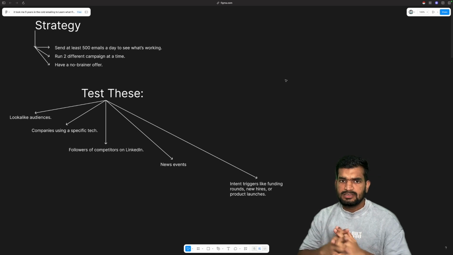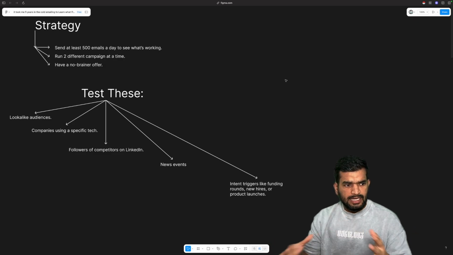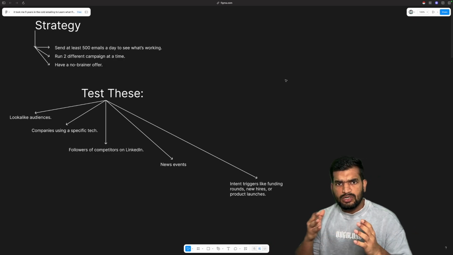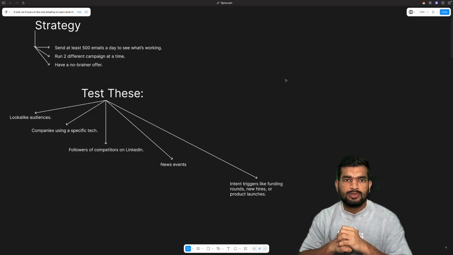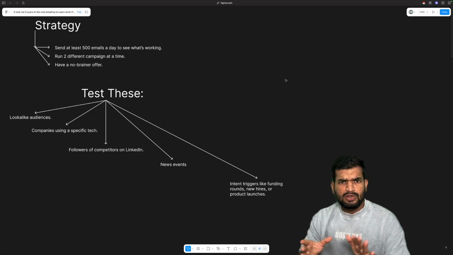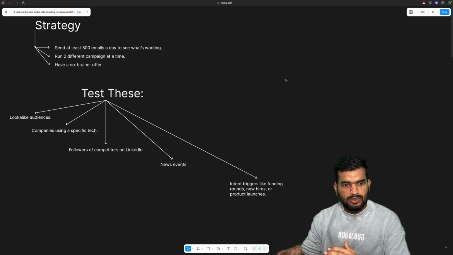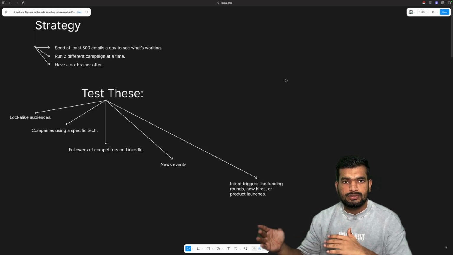I think strategy is obviously the backbone of your entire outreach. Without it, you just don't really know where you are going, and when you don't know where you want to go, I don't know how you would even start. So with strategy, we're going to keep it very simple. You send at least 500 emails a day to see what's working. You run 2 different campaigns at a time. Obviously have a no-brainer offer to start with.